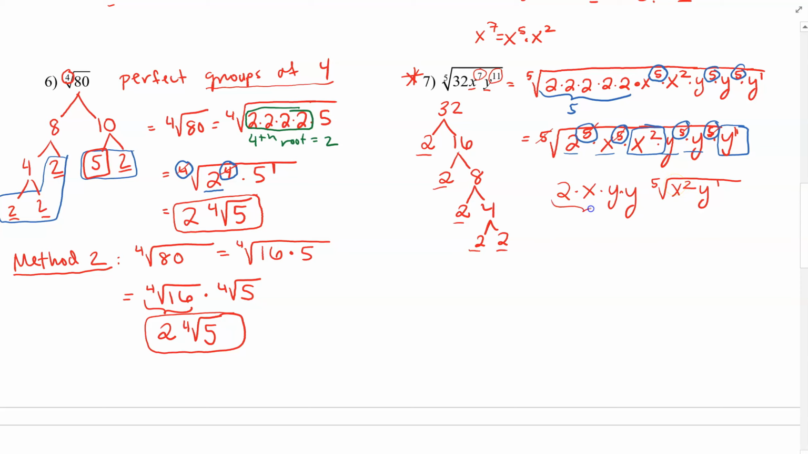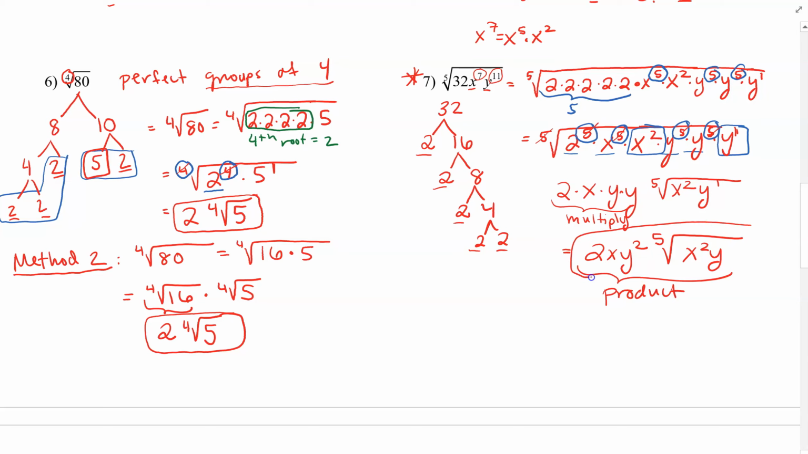And then I can multiply all of these outside numbers together. So that just equals 2xy squared times the 5th root of x squared y. Now I don't need to write a multiplication symbol because in math, when you write things right next to each other, that implies multiplication. So this is one large product. Okay, I want you to remember that. The numbers I brought out were perfect 5th roots. The numbers that stayed inside were not.